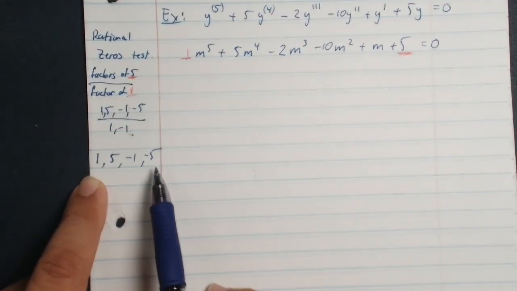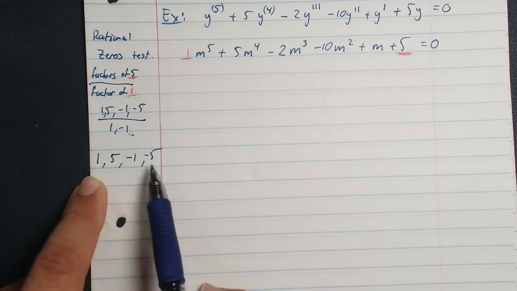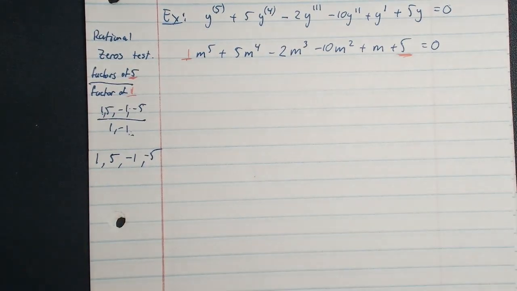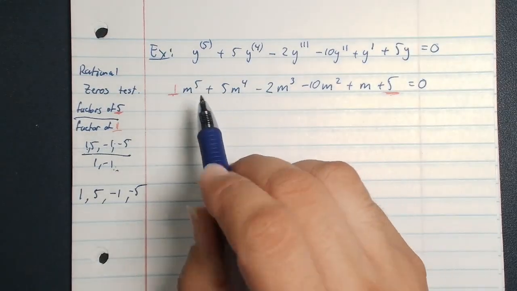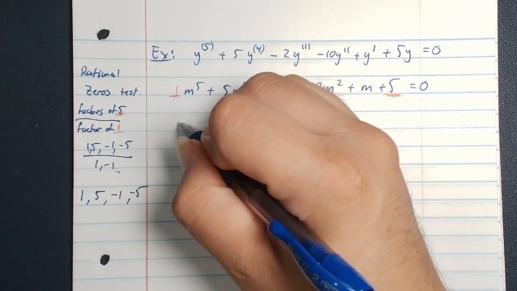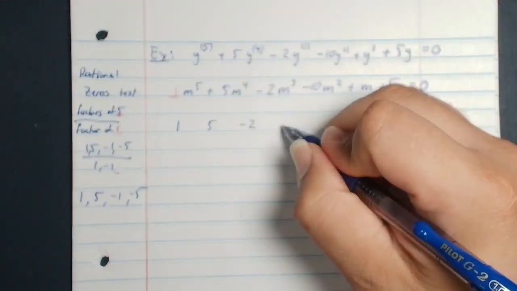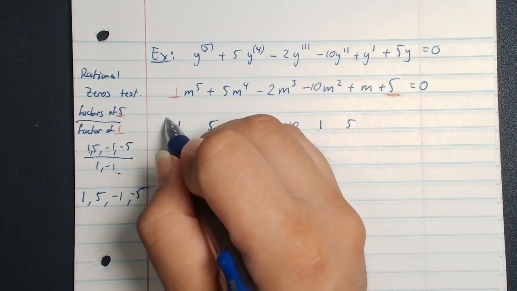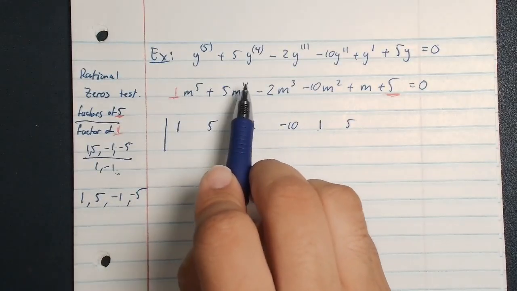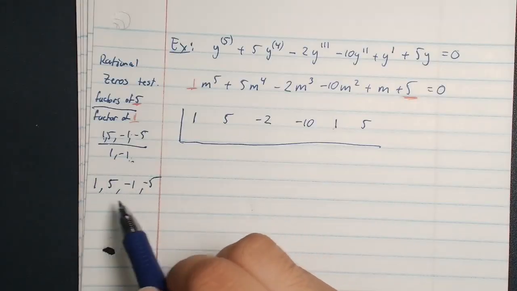Now, maybe they all work, or maybe only some of them work, but whatever rational zeros we have will be among this list. So what we do now is we use either long division or synthetic division. Again, synthetic division is usually easier for small problems like this. So here we go. 1, 5, minus 2, minus 10, 1, and 5. And I didn't skip any, right? Power 5, 4, 3, 2, 1, 0. Nope, nothing was skipped.